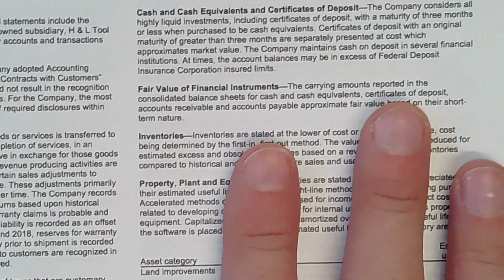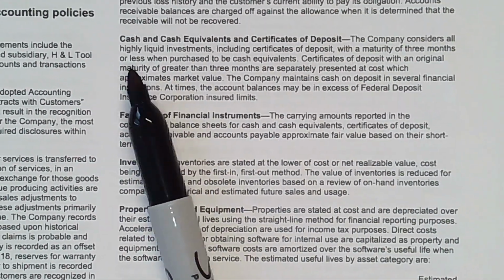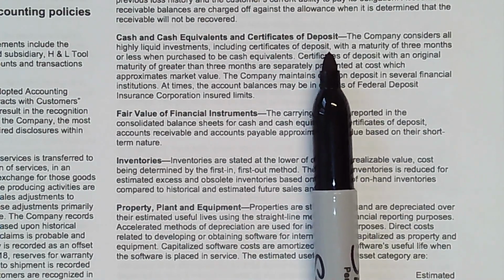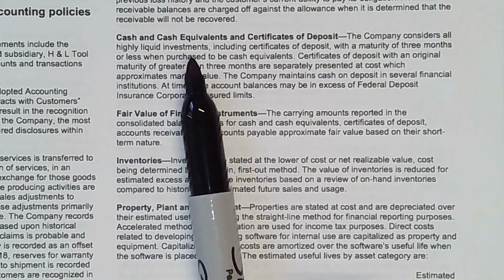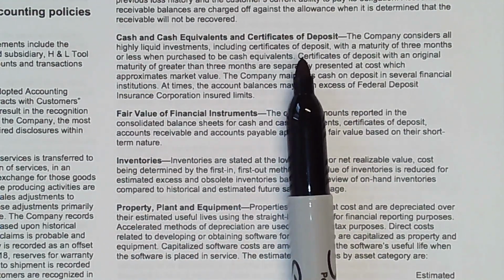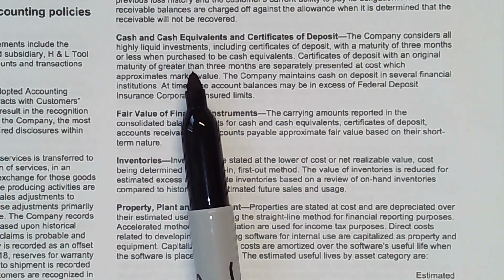Let's take a look at some additional footnotes here. So, cash and cash equivalents and certificates of deposit. They are telling us that all highly liquid investments, including certificates of deposit with a maturity of 3 months or less when purchased, are viewed as cash or cash equivalents.